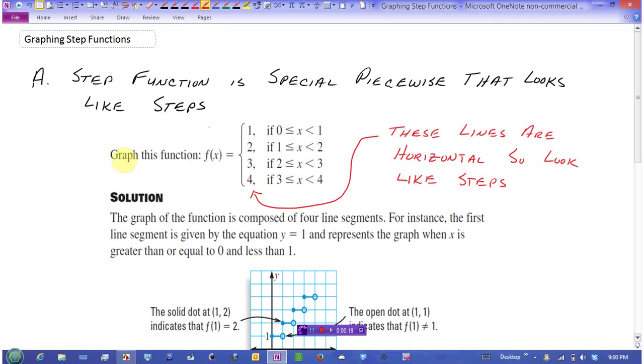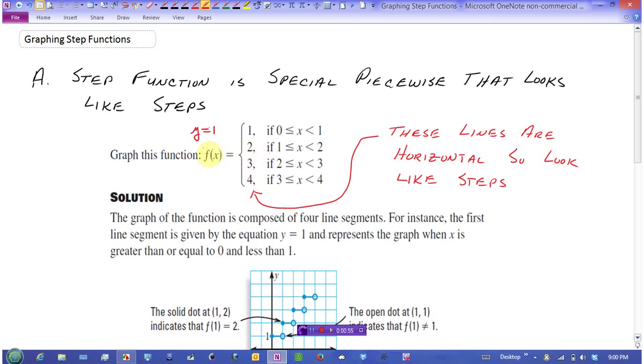It says graph this function f of x, and notice that it says it's going to be 1 if 0 is less than or equal to x is less than 1. Well, let's take a look at these equations 1, 2, 3, and 4. What those really are is that's going to be 1. That's the equation y is equal to 1, right? So what it's saying is graph the function y equal to 1 if the x value is between 0 and 1, but actually not equaling the 1.